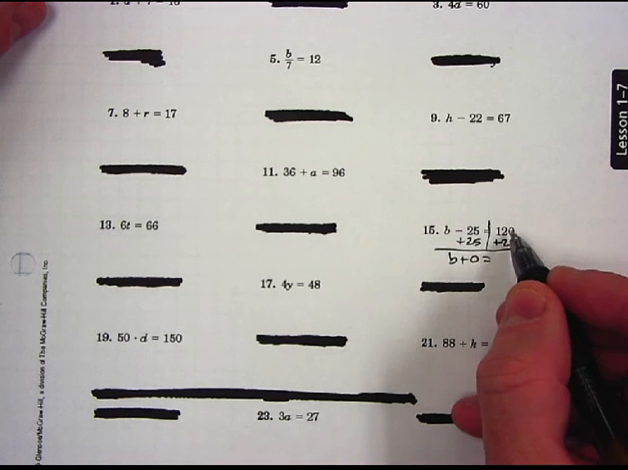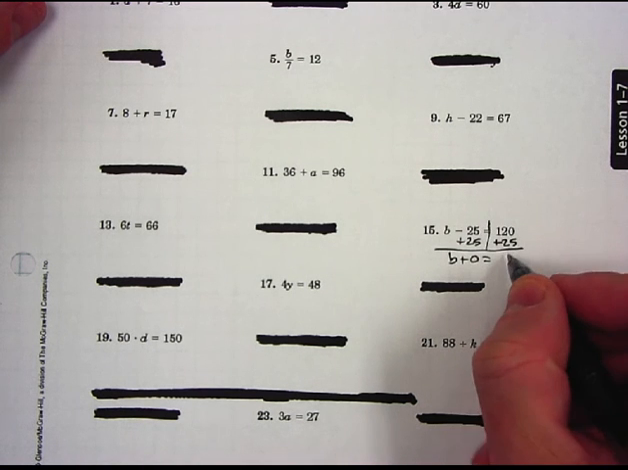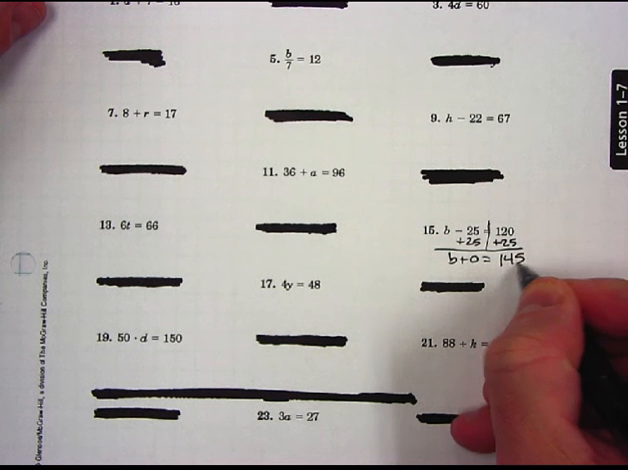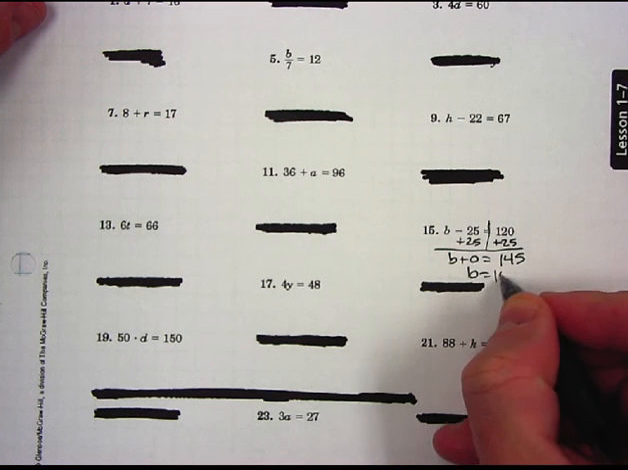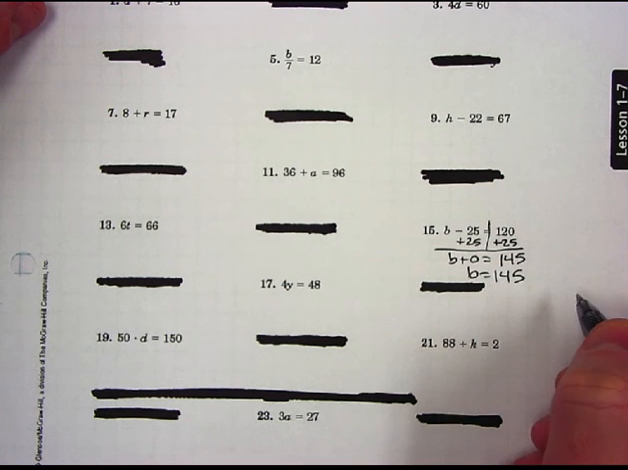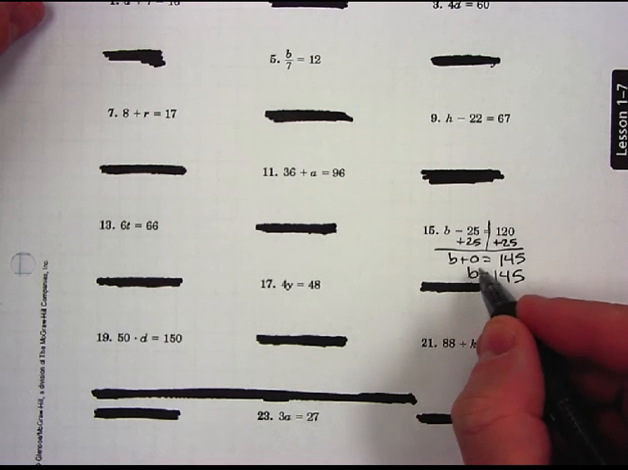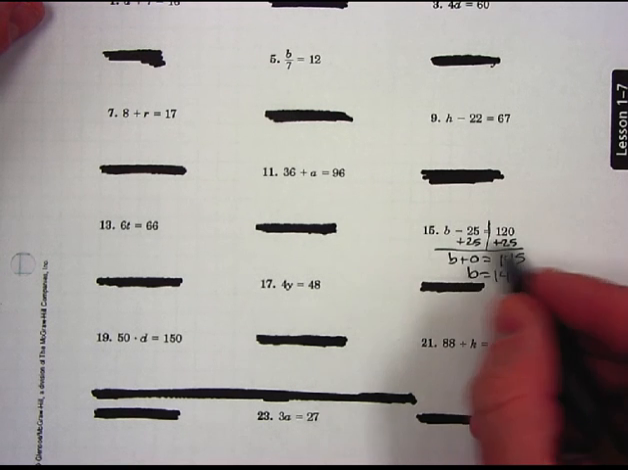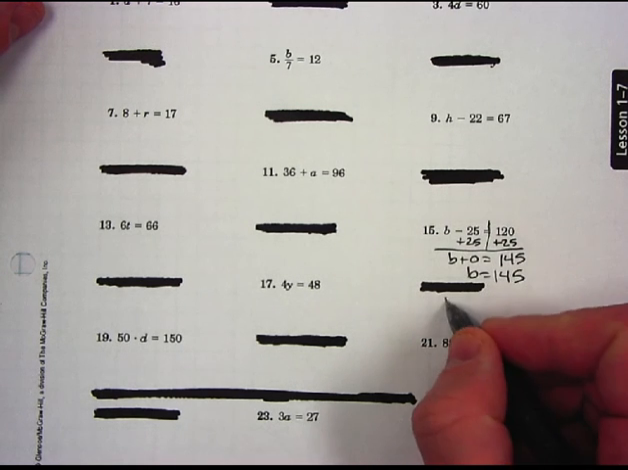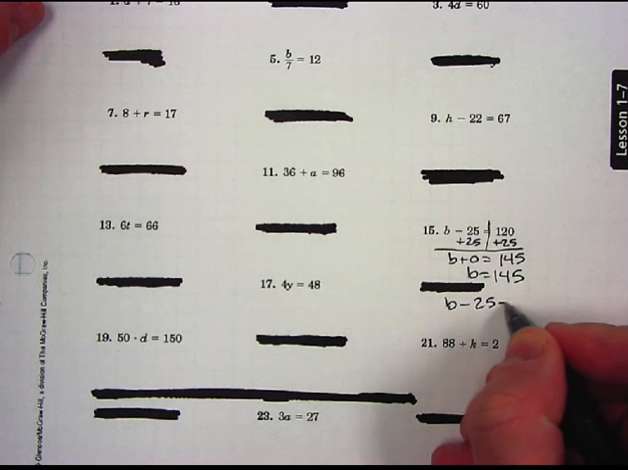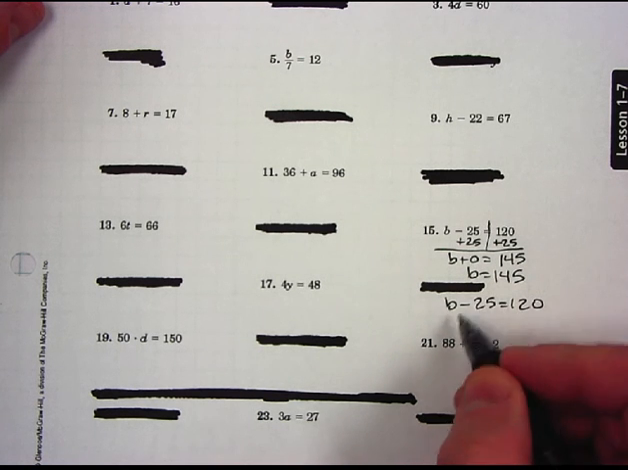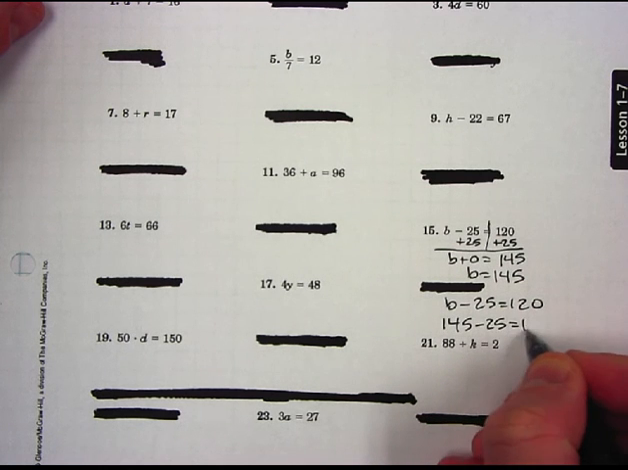Okay, so I'm adding 25 to 120. That's 145. So B equals 145. But I'm not done. I need to put my answer back into my original equation to make sure it's true. So my original equation was B minus 25 equals 120. If I substitute 145 for B, 145 minus 25 should equal 120.